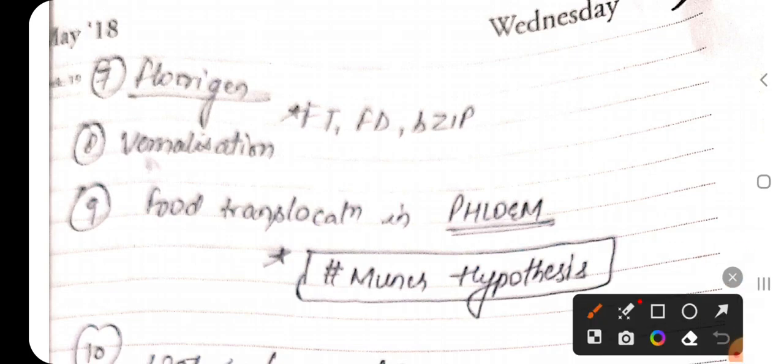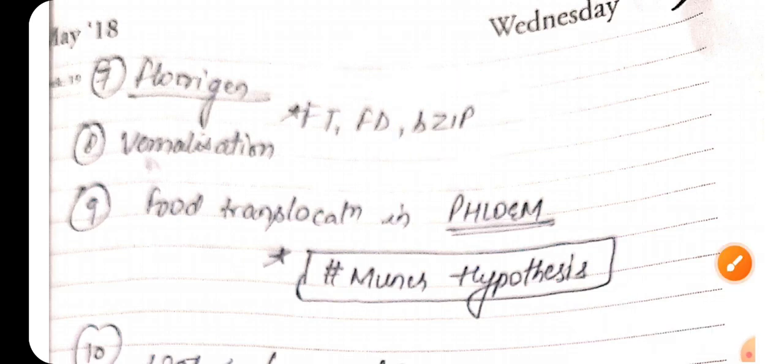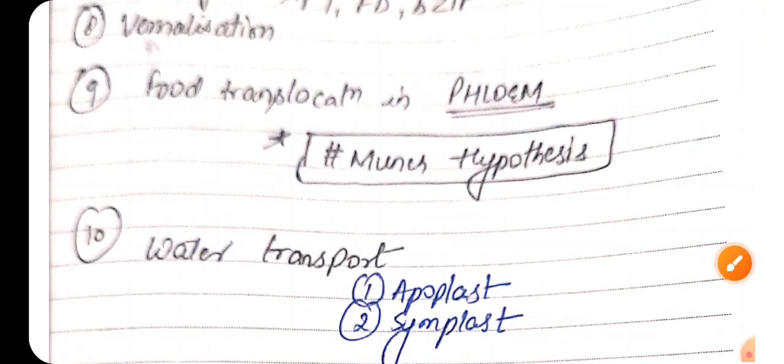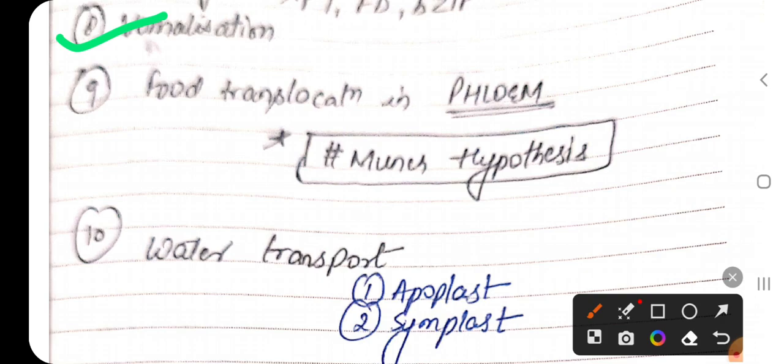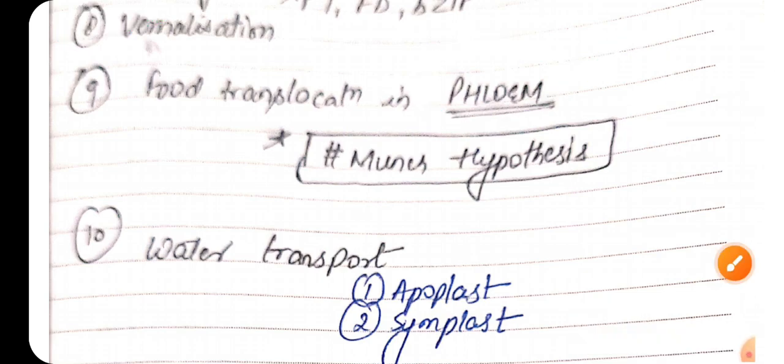Then florigen, in which you should know what the FT gene, FD gene, and bZIP domains are. So you can also say bZIP motif. Then vernalization, where you should know the concept of what kind of epigenetic modification takes place. Then food translocation in phloem, in which very important is the Munch hypothesis.